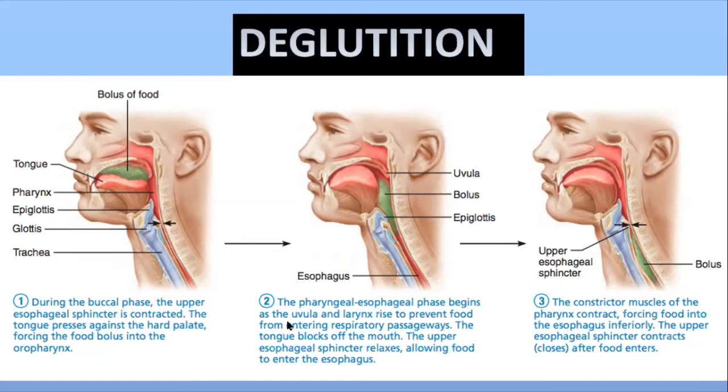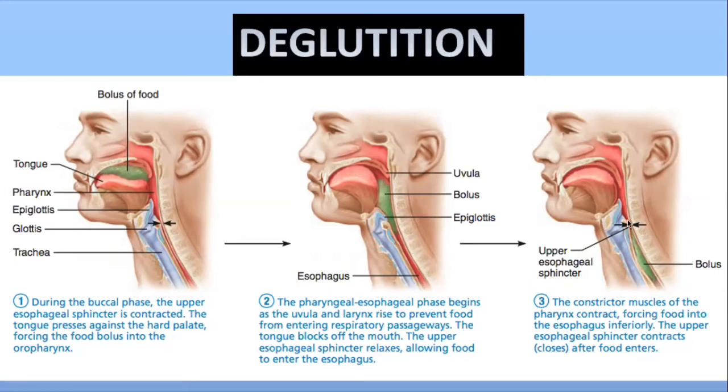Next, after the buccal phase, it goes to the pharyngeal-esophageal phase. The uvula and larynx will rise to prevent food from entering the respiratory passageways. The tongue blocks off the mouth and the upper esophageal sphincter relaxes. So when it relaxes, our food can pass through, allowing food to enter the esophagus. And the constrictor muscles of the pharynx contract, forcing food into the esophagus inferiorly, so there is only one way for it and it won't go through the different respiratory passageways.